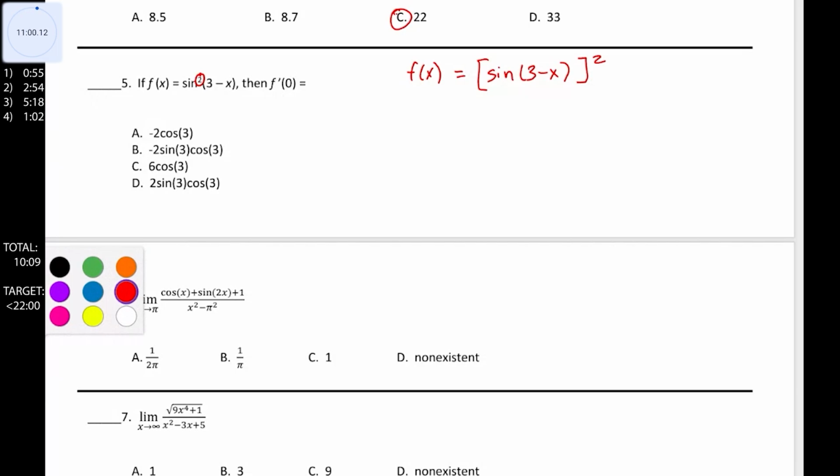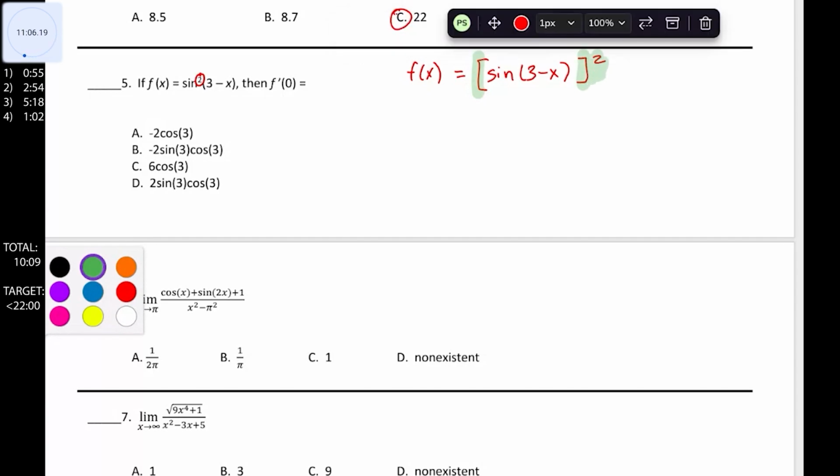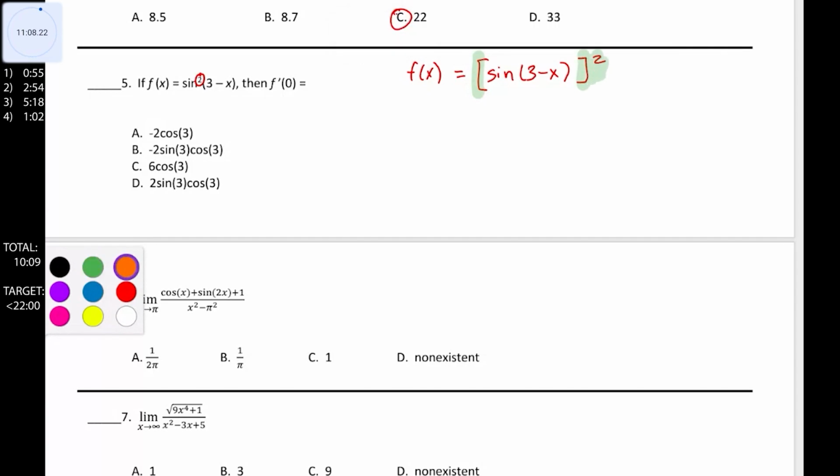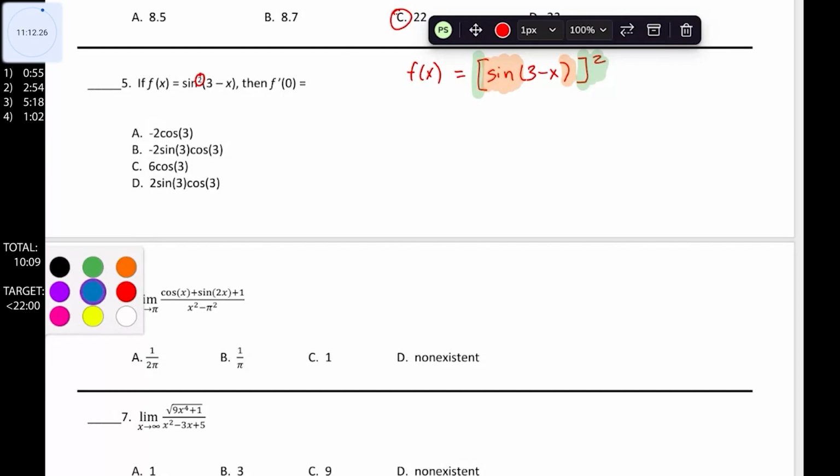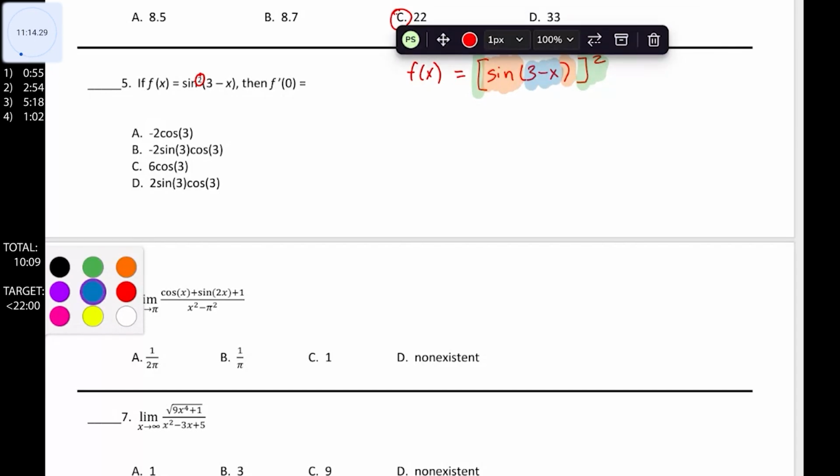So the most outside function here we have is going to be quantity squared. And then we do have a middle function here, which is sine. And then our inside function is 3 minus x.